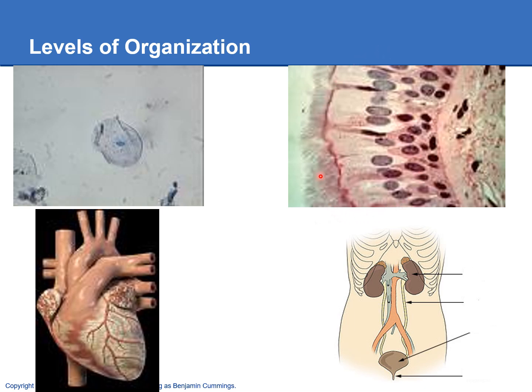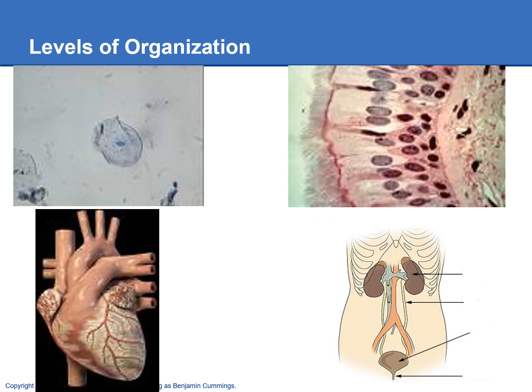This is actually epithelial tissue that's lining the inside of your trachea. And we know that because there's some cilia out here. We'll talk about that when we get to the respiratory system. And then if we take two or more tissue types that are working together to perform a function, that forms an organ. So on the bottom left, we've got a heart. That's an example of an organ.